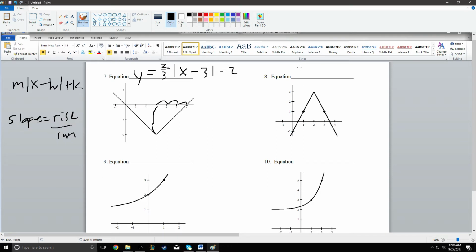Next problem. Our slope from the vertex, it goes down 1, 2 over 1. So our slope would be negative 2 over 1, but negative 2 divided by 1 is just negative 2. So it's negative 2 absolute value. This graph was shifted from the origin. The vertex goes right 1, 2, up 1, 2, 3.